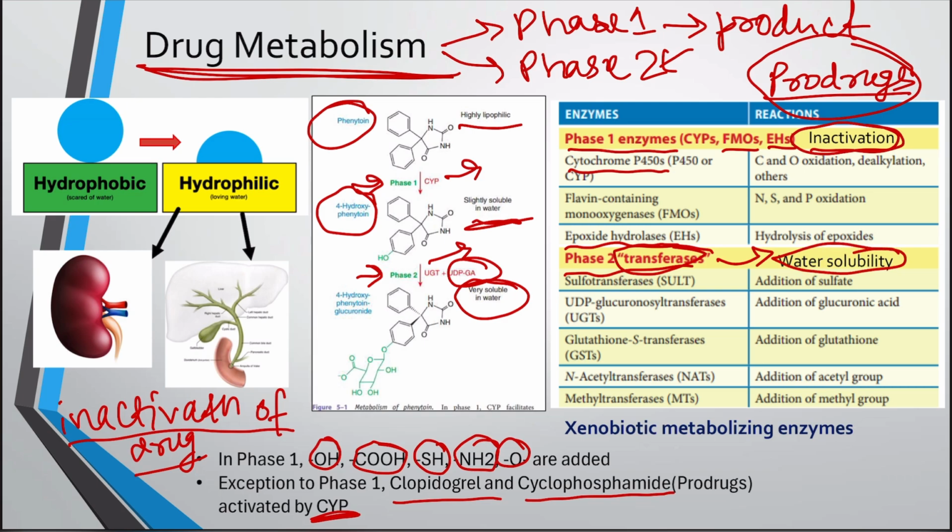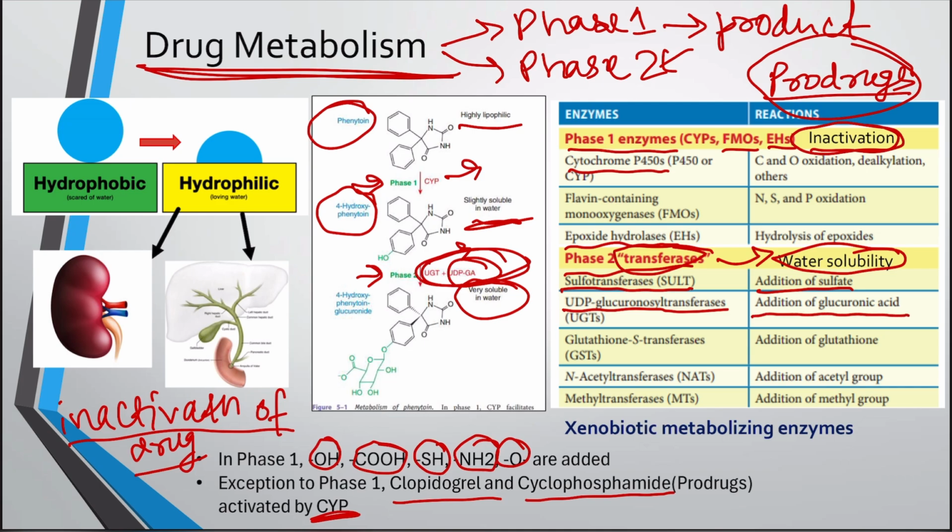increasing the water solubility of the drug. As a result, it can be easily excreted from the body. So under phase 2 we are having several enzymes like sulfotransferases. So sulfotransferases, from the name it is clear, it causes the addition of the sulfate group. Next is UDP glucuronosyl transferase. As I have already mentioned here, UDP glucuronosyl transferase, that is UGT. It is used for addition of the glucuronic acid.